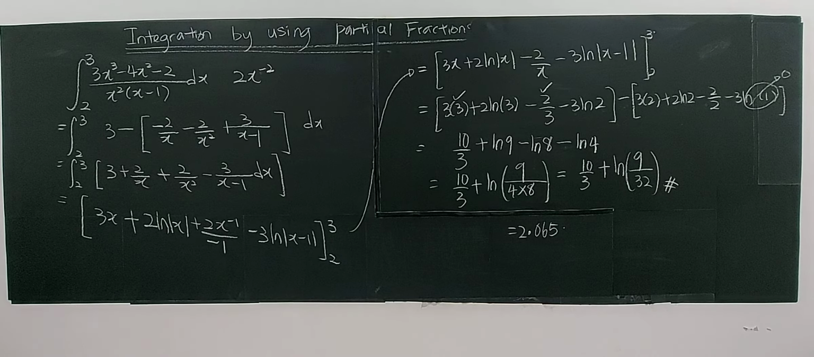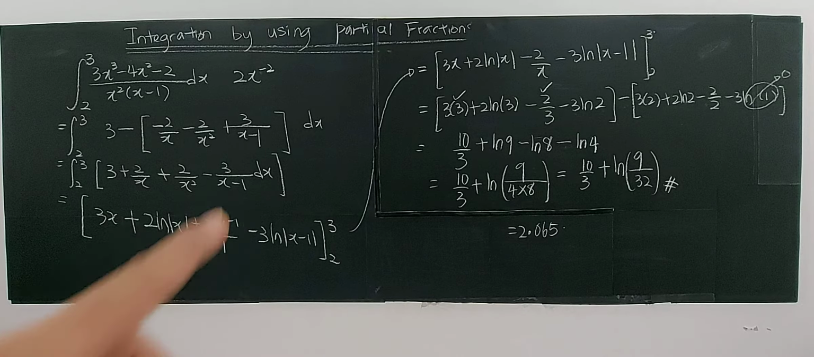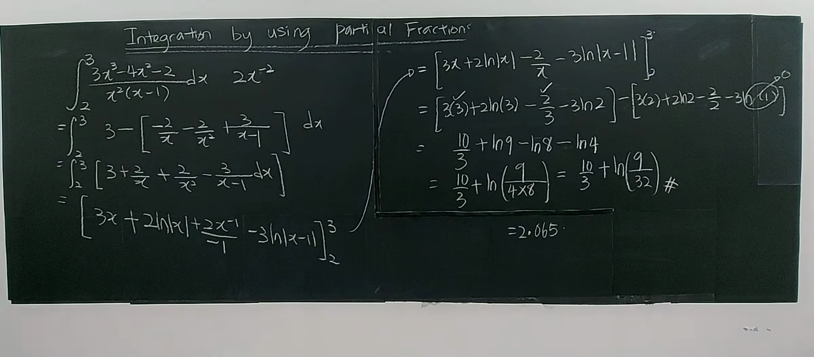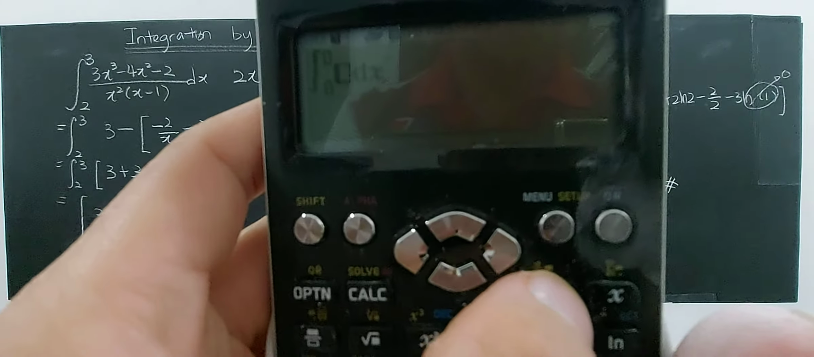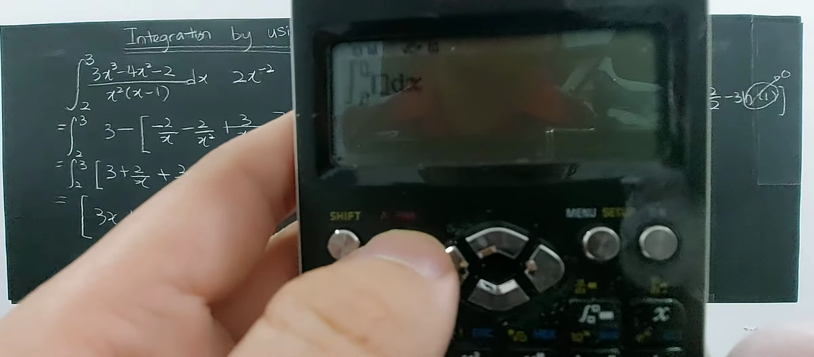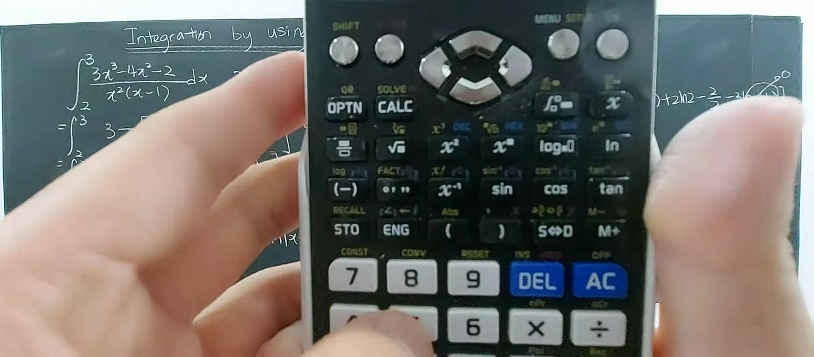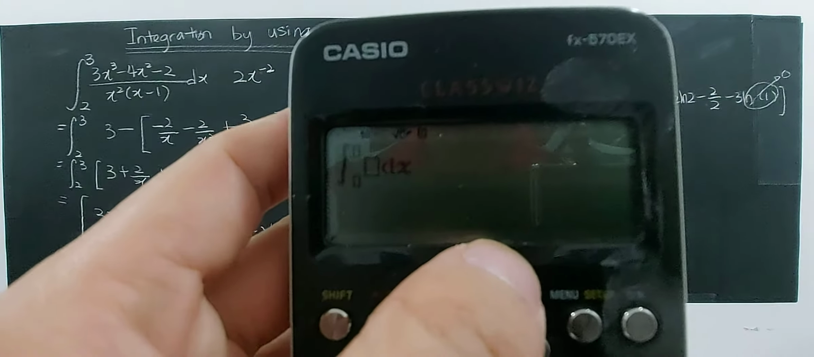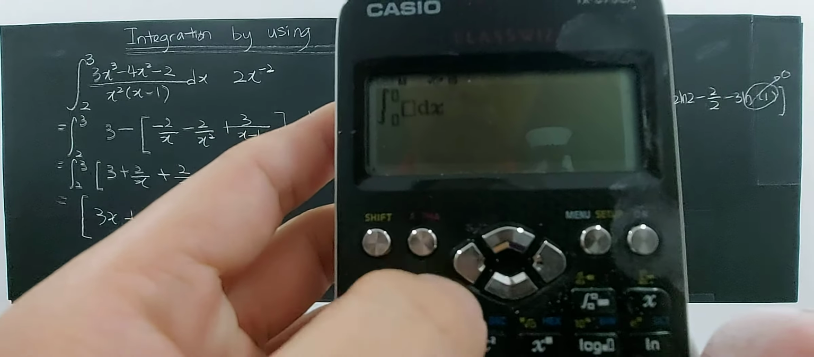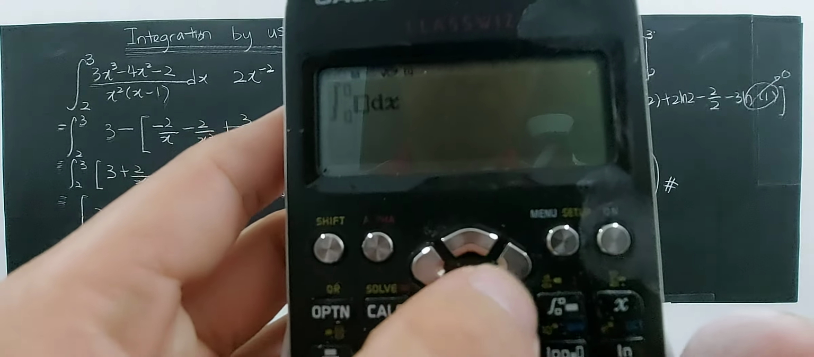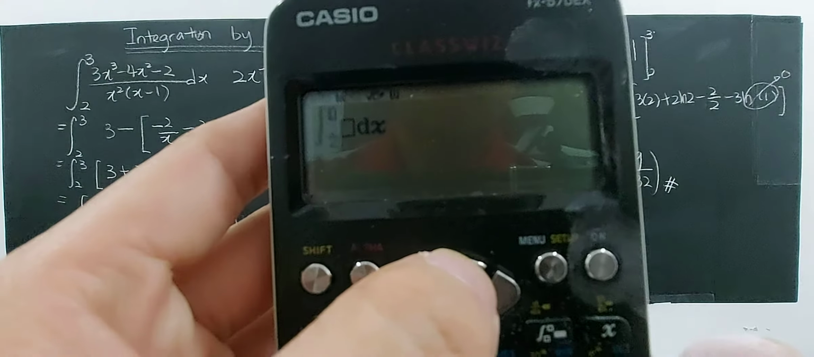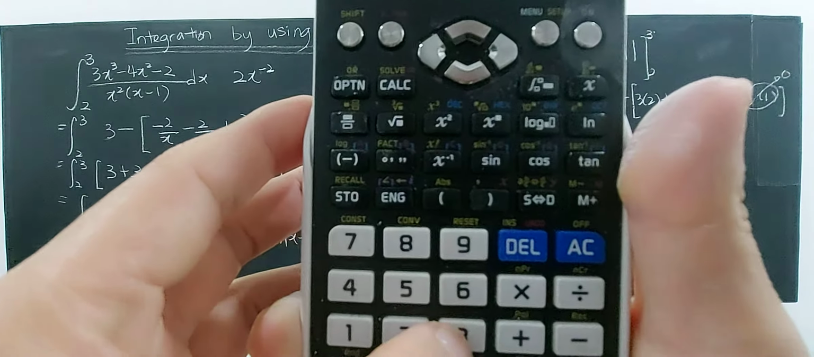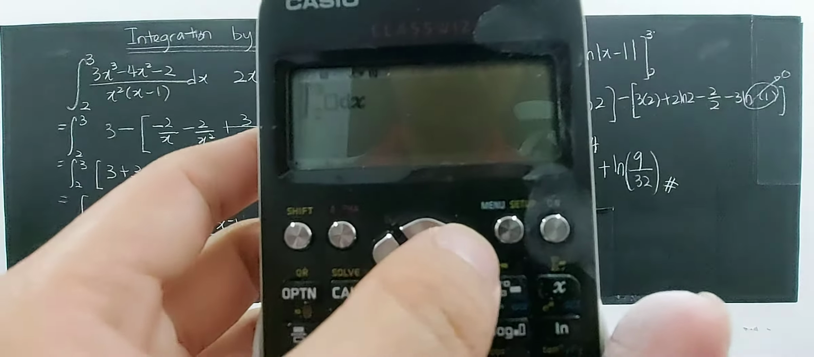Or you can use a calculator in finding the answer for this one. You can double check with this calculator where you have the integral here. Can you see that integral? So then you key in all the values here. You can key in 2 up to 3, right? 2 up to 3.